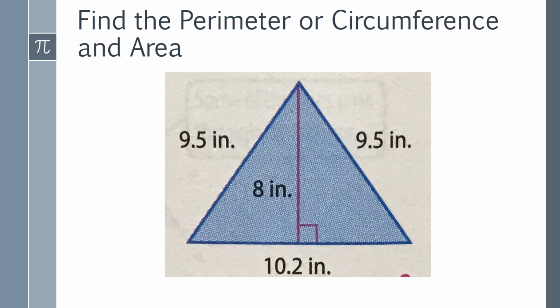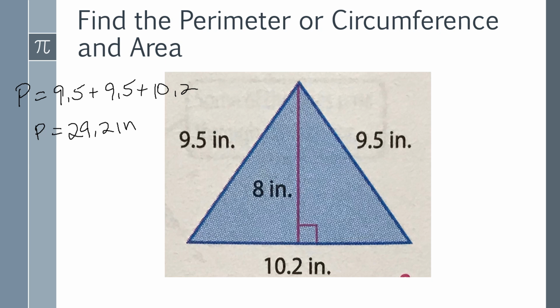All right, I'm back. Okay, so let's go ahead and find the perimeter. The perimeter is going to be equal to 9.5 plus 9.5 plus 10.2. So you want to use your calculator again to take those values, add them up, and I've got 29.2. So my perimeter is 29.2 inches.